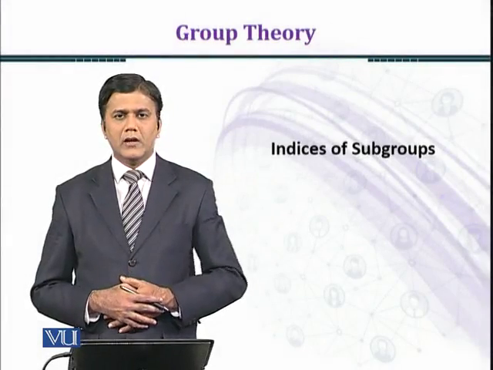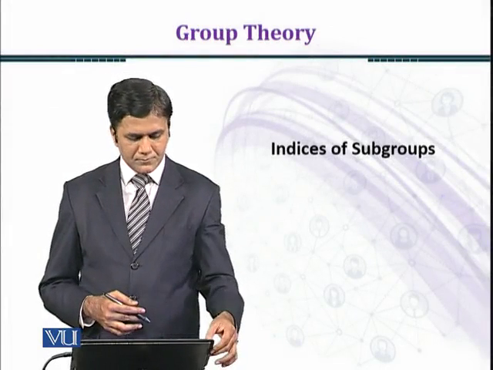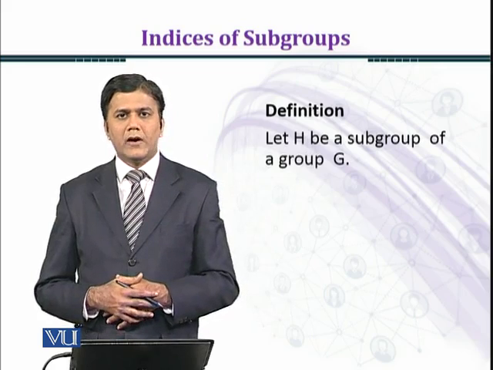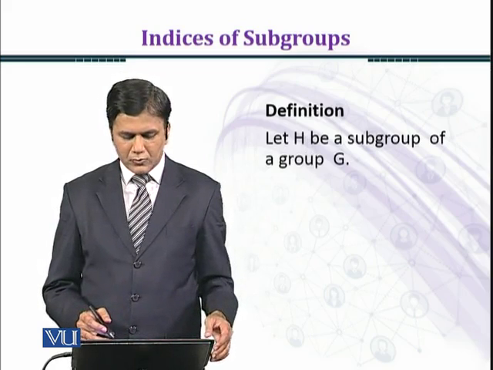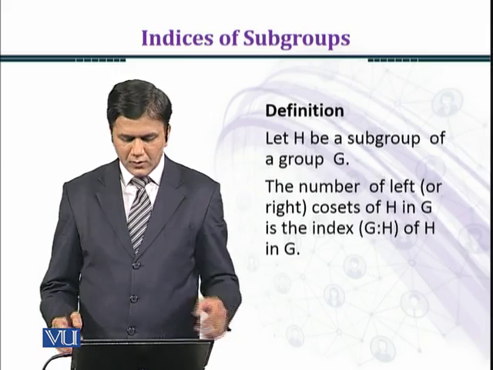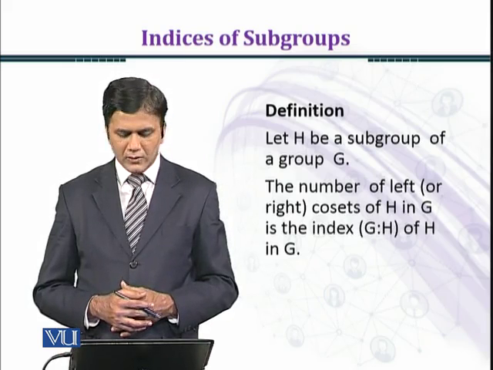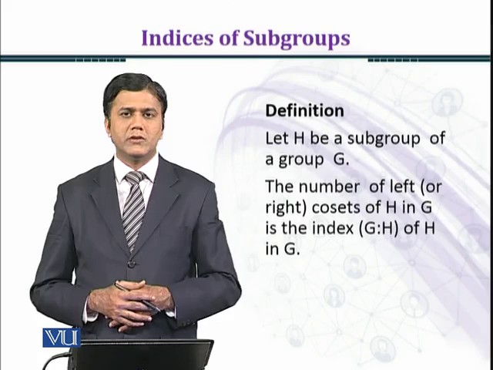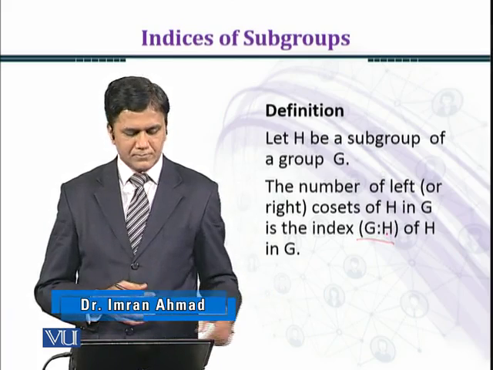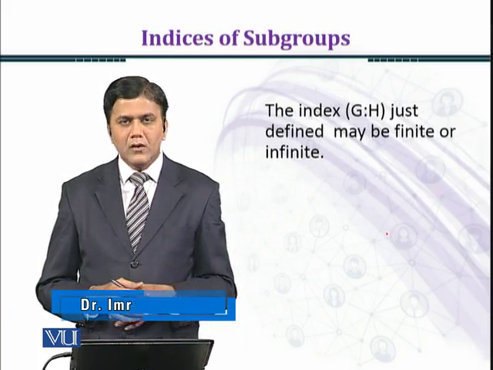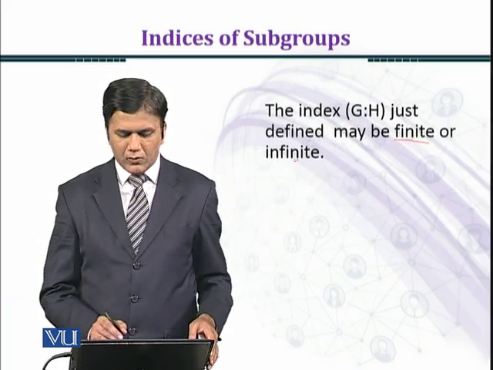In this module, we shall introduce the index of a subgroup in a group G. Let's define the index of a subgroup in a group G. Let H be a subgroup of a group G. The number of left or right cosets of H in G is the index of H in G, and it is denoted by G colon H. The index just defined may be finite or infinite.